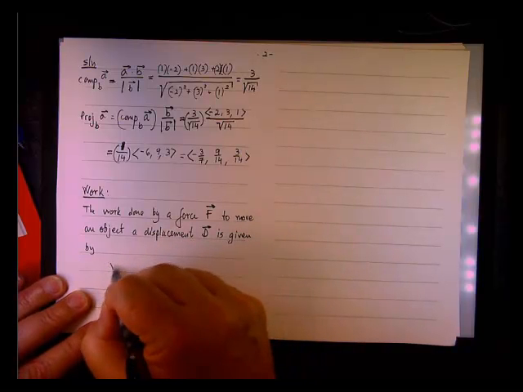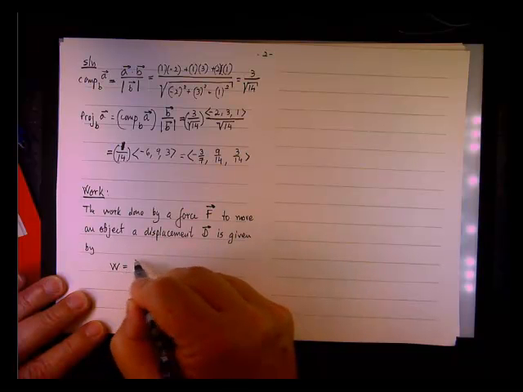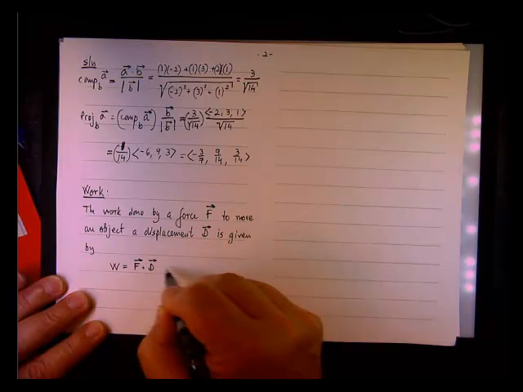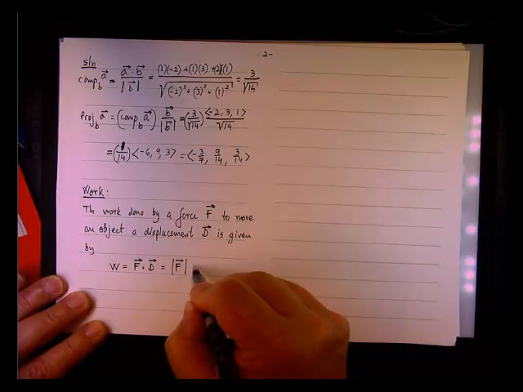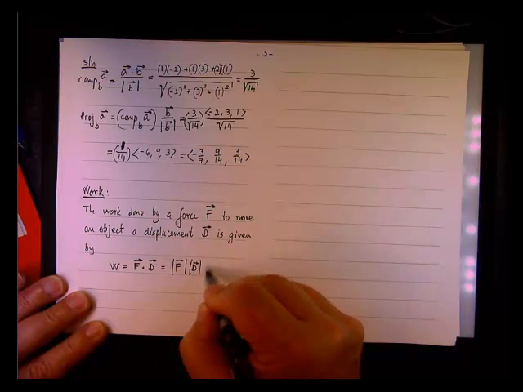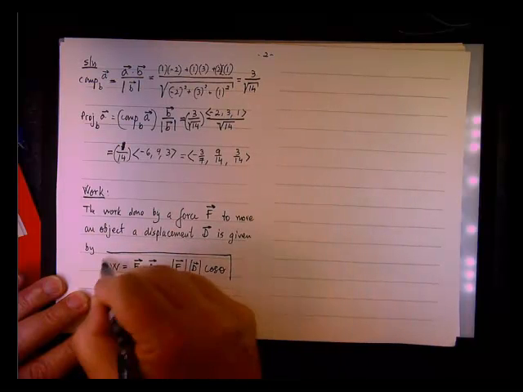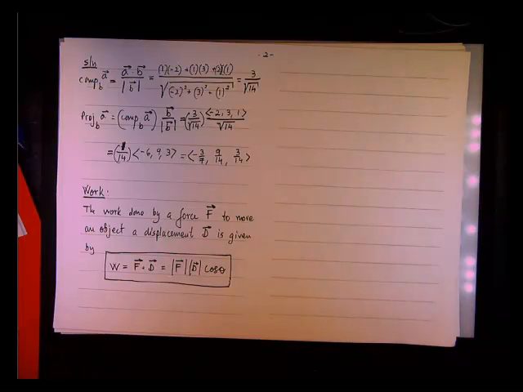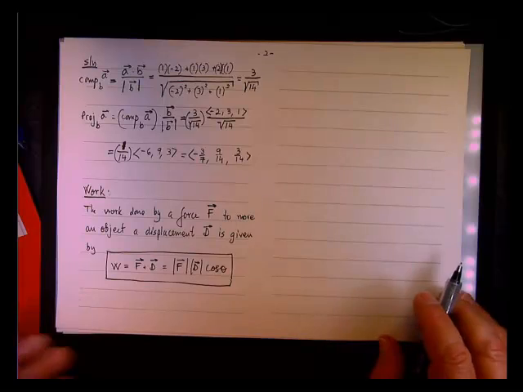The work is given by the following expression that you can expect. It will be W for work equal to the dot product F dot D, which is the magnitude of F times the magnitude of D times cosine theta. Straightforward.